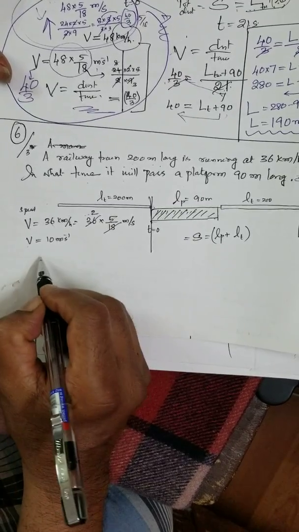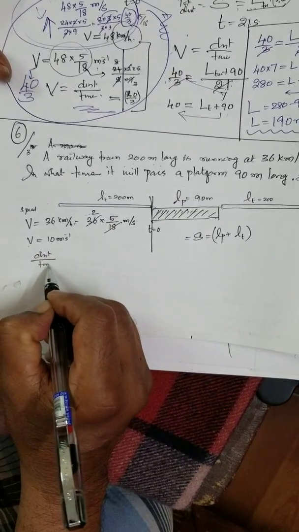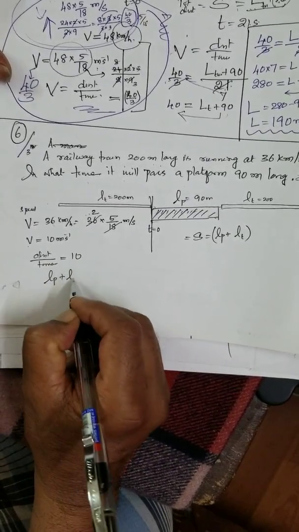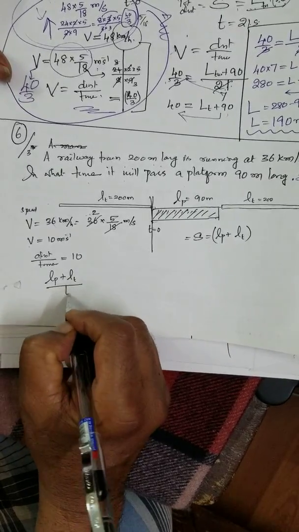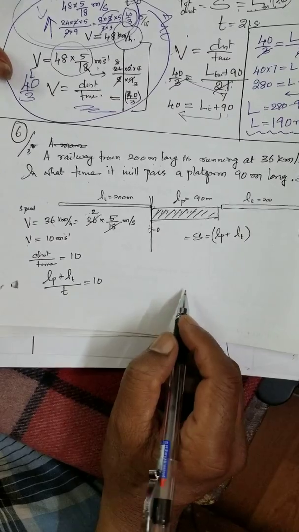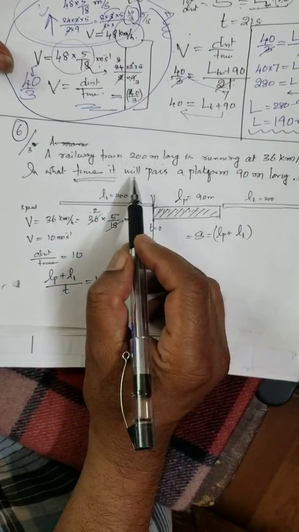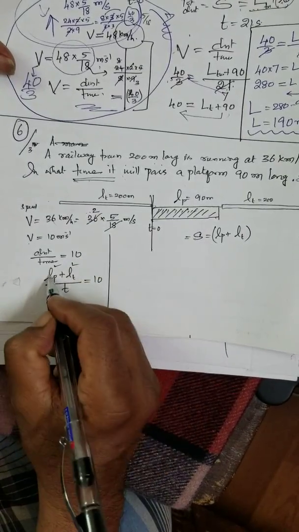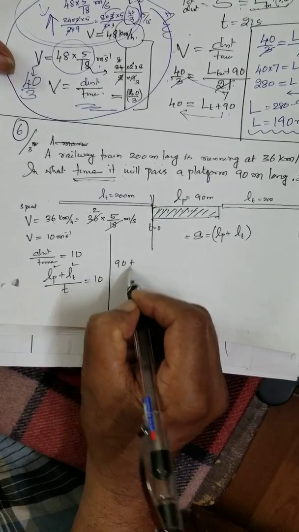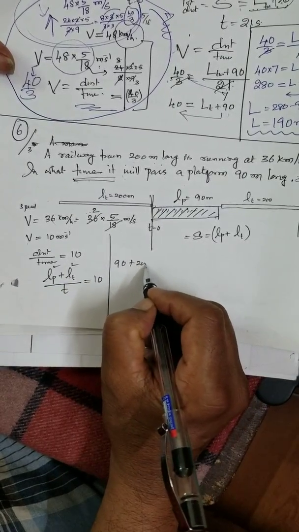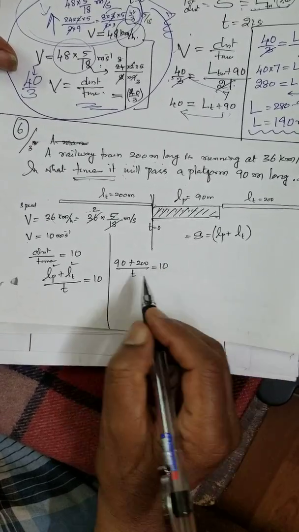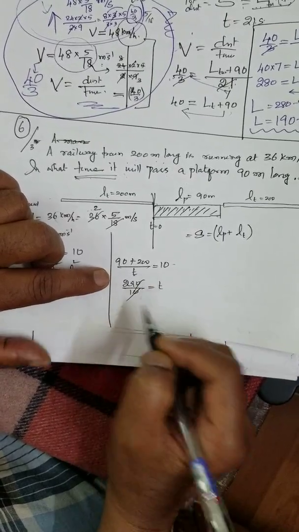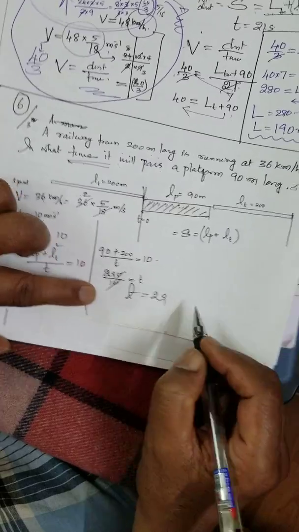Therefore, velocity is equal to distance by time, is equal to 10. Distance is length of the platform plus length of the train, divided by time taken, t. In what time will it pass the 90 meter long platform? Both are given. Length of the platform is 90 plus length of the train 200, and velocity is 10. Therefore, cross multiply: 290 divided by 10 equals t. So t is equal to 29 seconds.